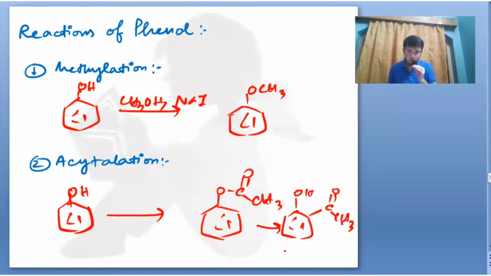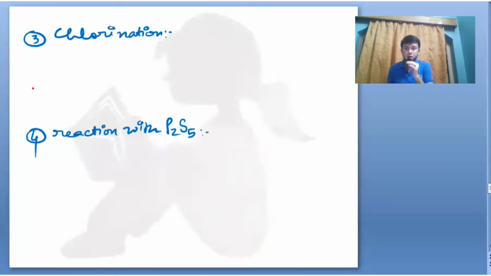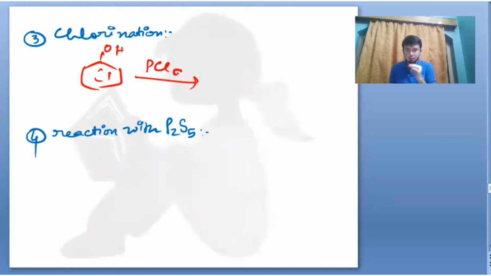Okay, so that's how it is done, and it is our major product. Because there comes a product that is para, so it is our major product here. Next is our chlorination. Now it is very simple chlorination. If we just give it this PCl5, it gives us chlorobenzene.